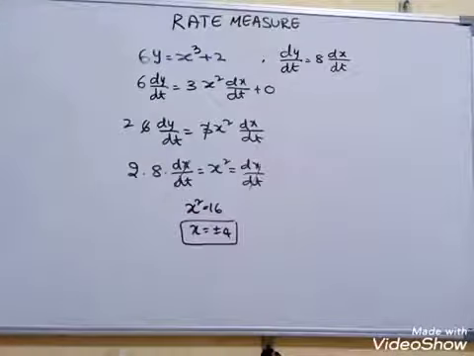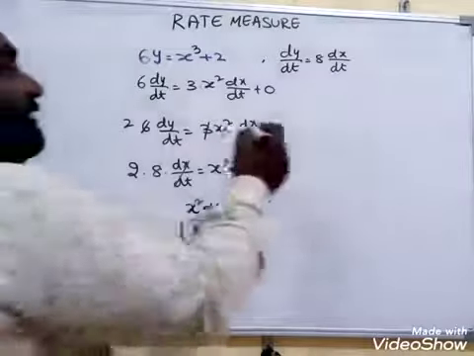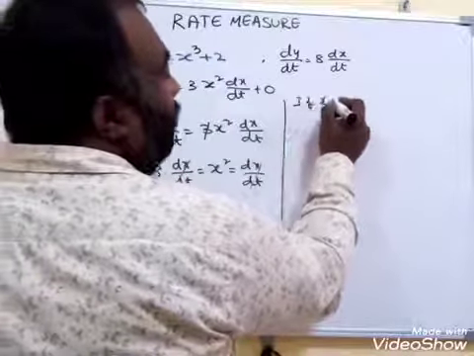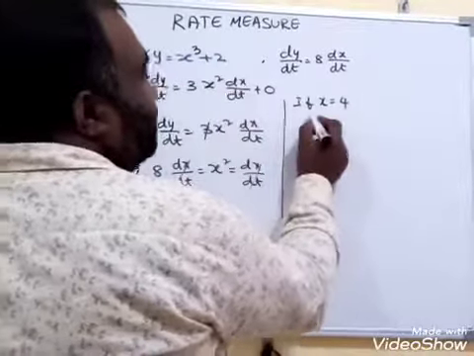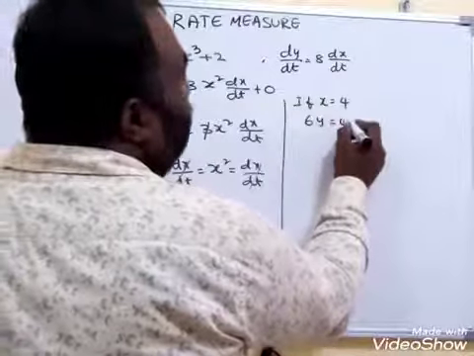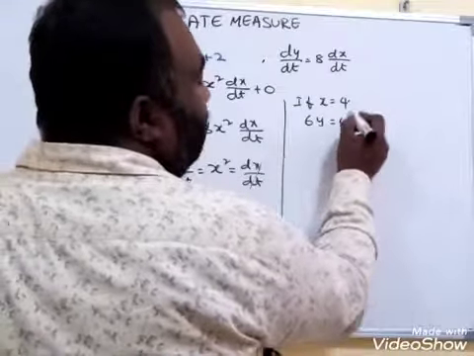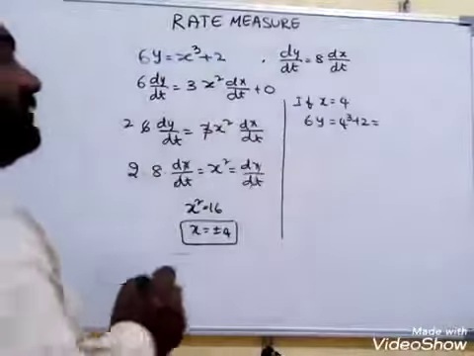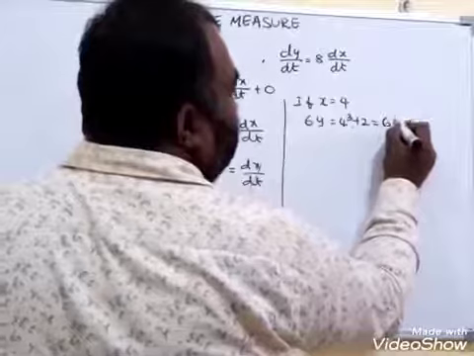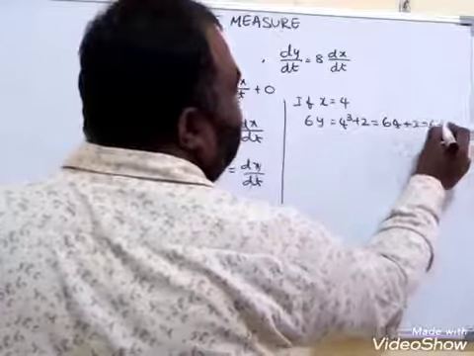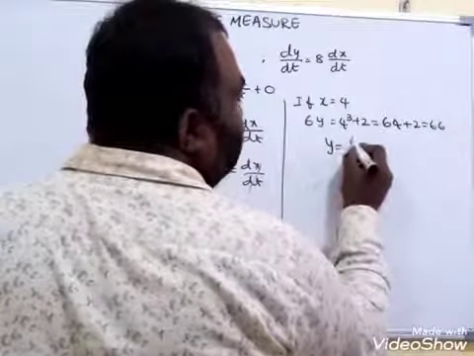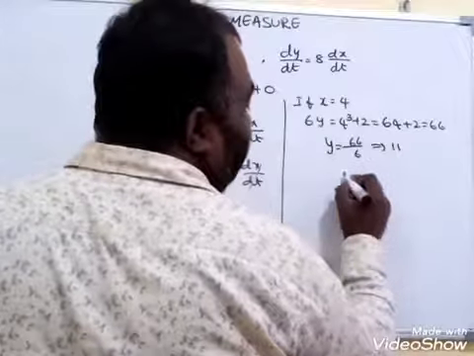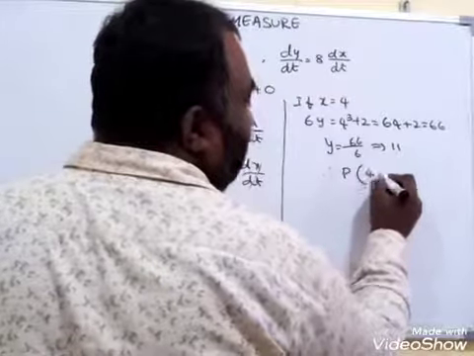Now you got the two conditions. First, if x is equal to 4, then what is the y you are going to get? Observe, 6y is equal to 4 cube plus 2. 4 cube is 4 fours are 16, 16 fours are 64, plus 2 is equal to 66. Therefore y is equal to 66 by 6, that implies 11. Therefore the point P is 4 comma 11.